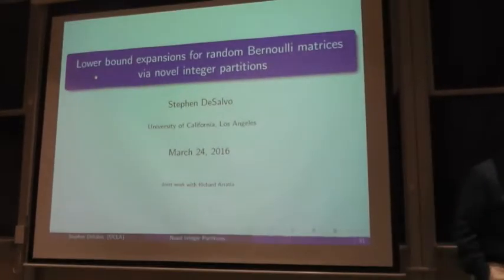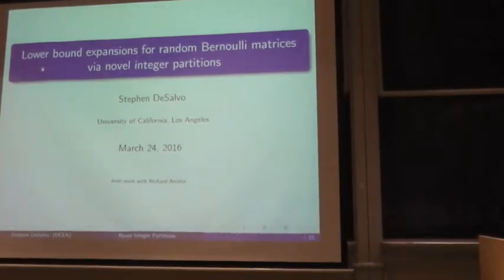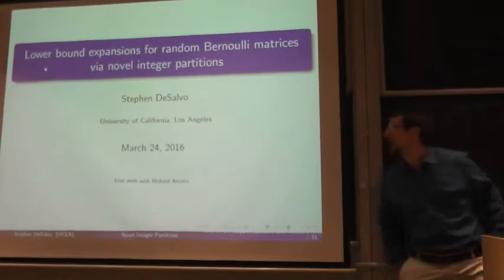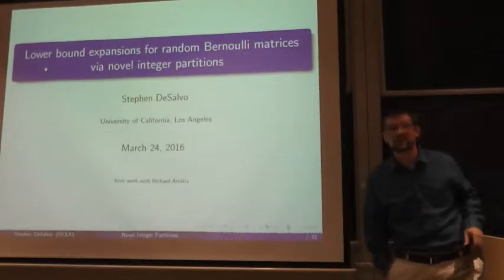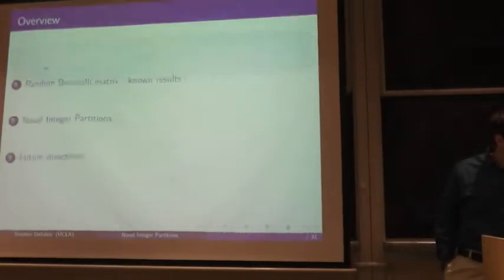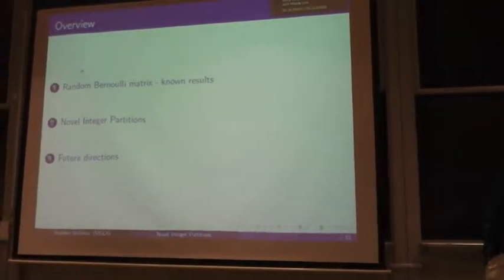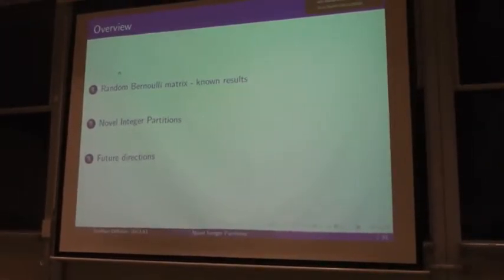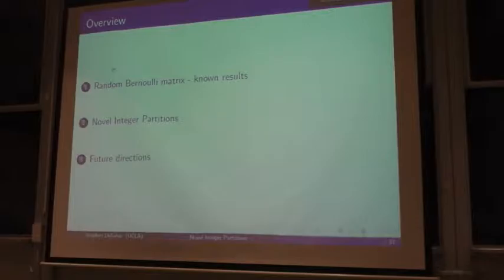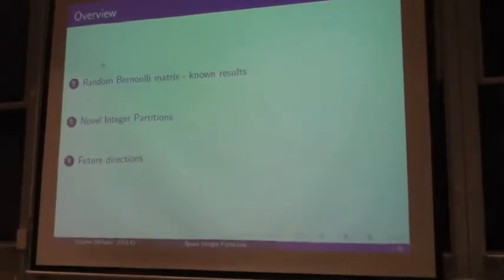It's a pleasure to be here. And today I'd like to talk about some work I did on random Bernoulli matrices. I'll define what a novel integer partition is very soon. First, I want to go through what a random Bernoulli matrix is and some known results, and then go on to the definition of what I mean when I say a novel integer partition, and then some future directions at the end.